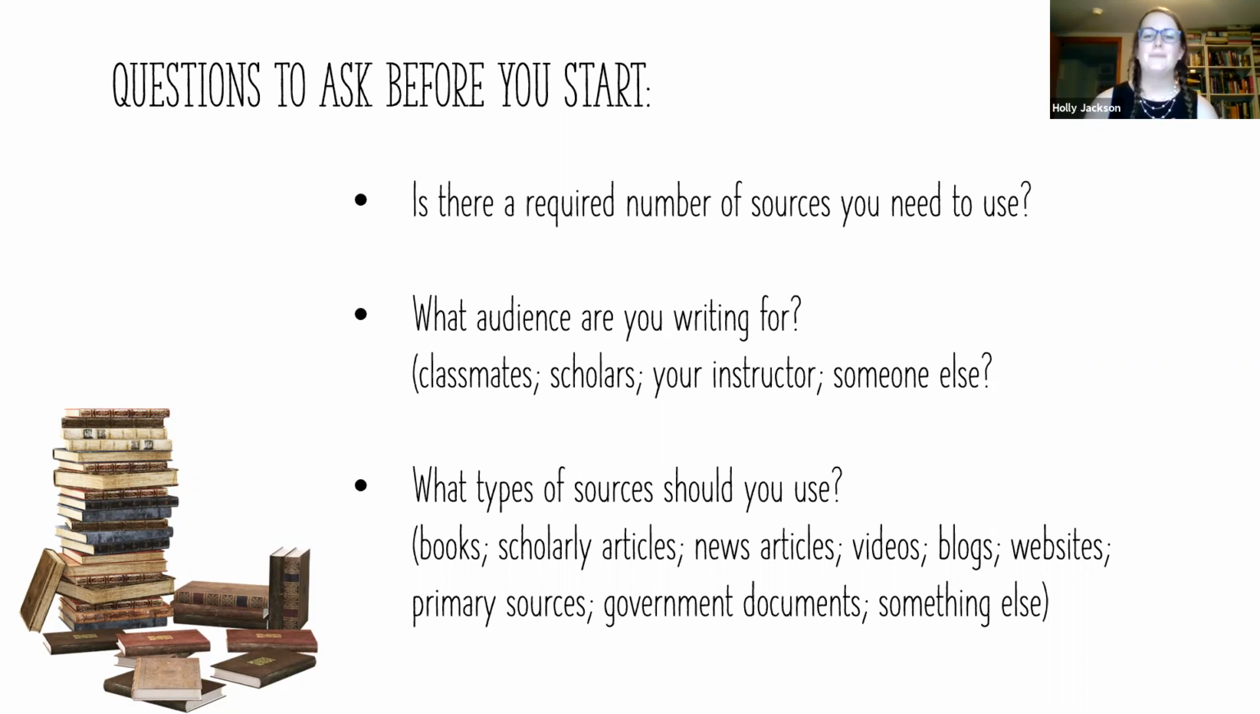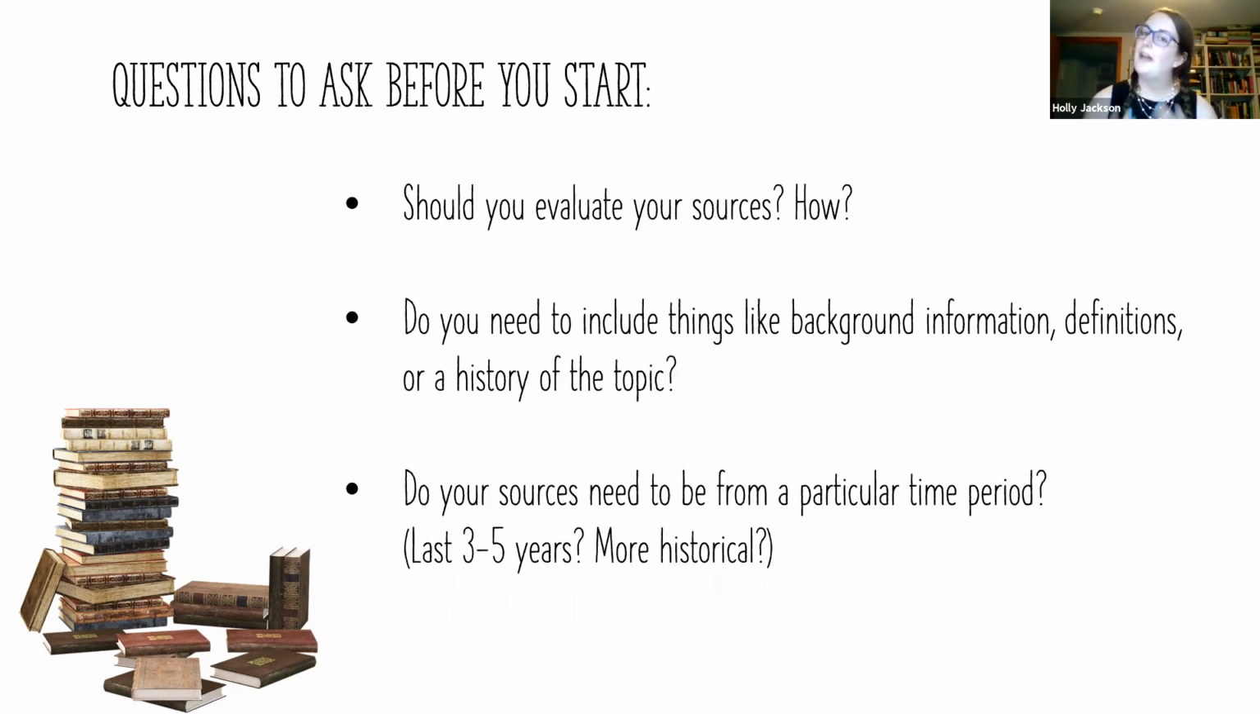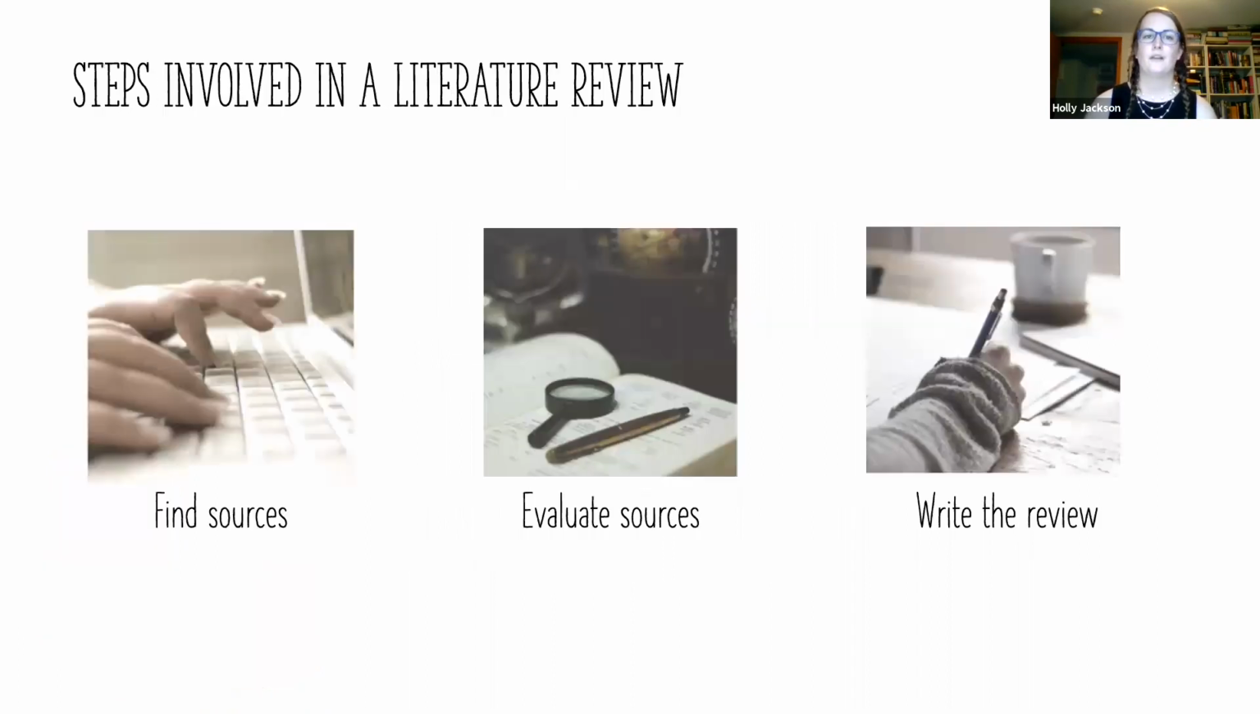And what types of sources should you use? Books, scholarly articles, news articles, videos, blogs, websites, primary sources, government documents, or something else. There's so many different types of sources that you can be using in your research. Should you be evaluating your sources? How? Do you need to include things like background information, definitions, or the history of a topic? And do your sources need to be from a particular time period, maybe the last 3 to 5 years, or something more historical?